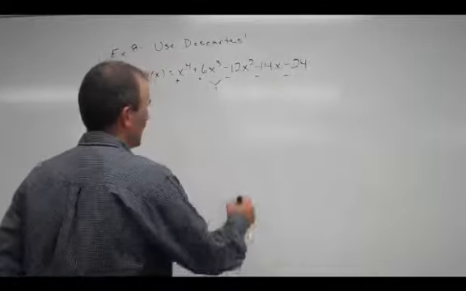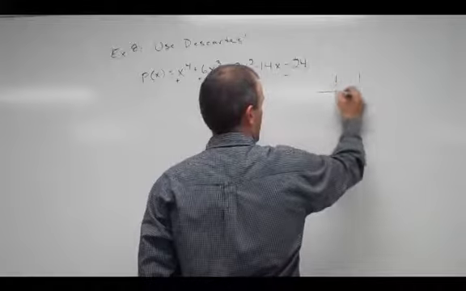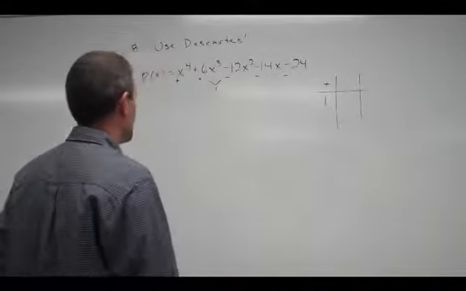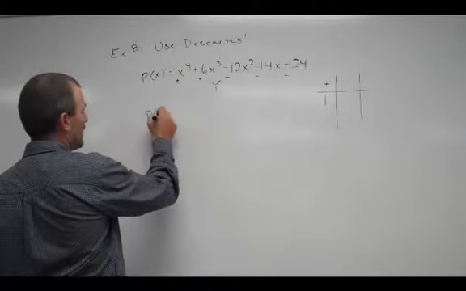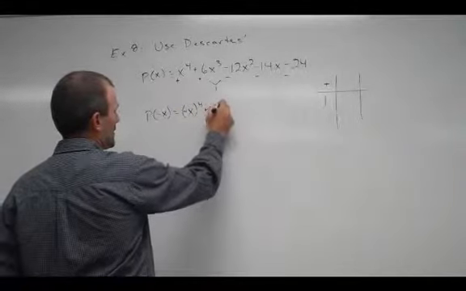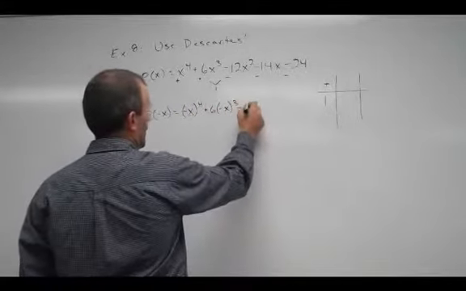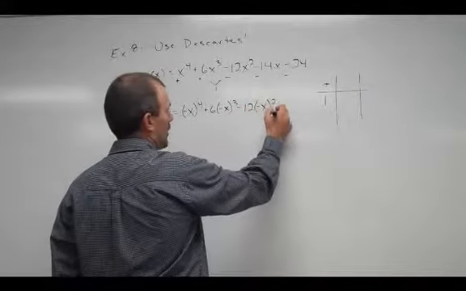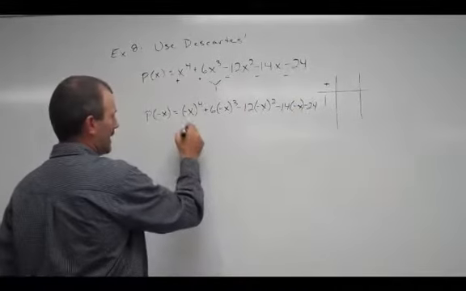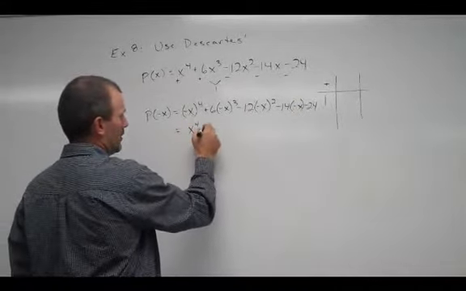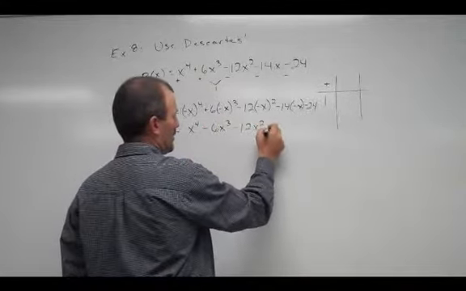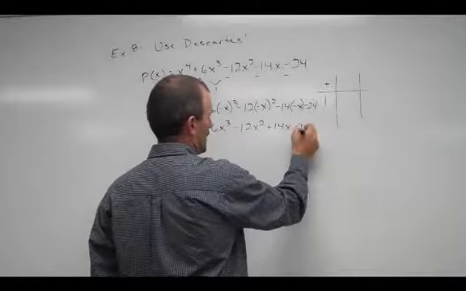So there is one, if we write it down here, positive. There's one positive solution, no matter what. There has to be one positive. To check the negatives, we have to check out P of negative x, which is negative x to the fourth plus 6 times negative x cubed minus 16 times negative x squared minus 14 times negative x minus 24. That gives us x to the fourth minus 6x cubed minus 12x squared plus 14x minus 24.